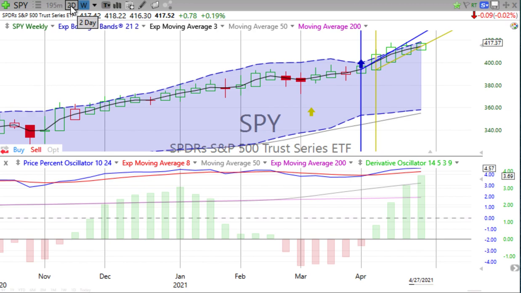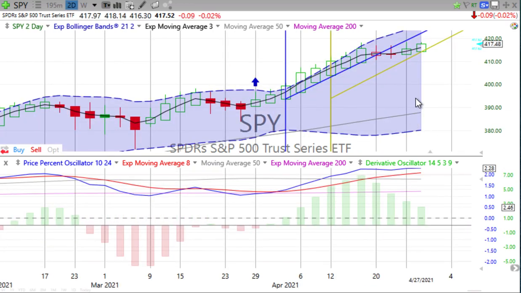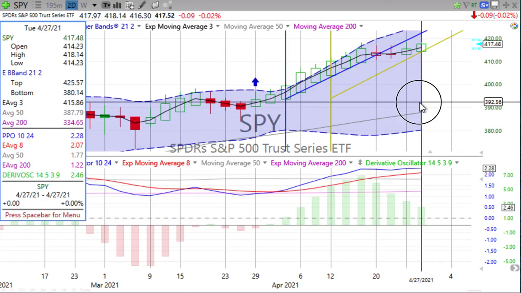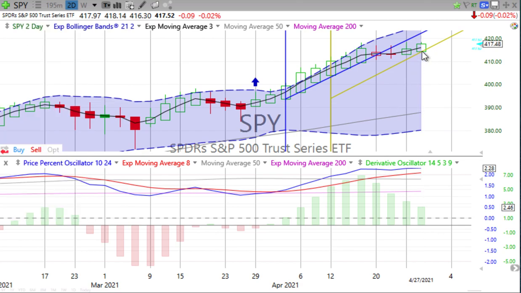That's where we are on the weekly on the S&P. What's up with the 2-day? We look at this latest 2-day candle. Things are moving up as far as the candlestick goes on the 2-day. Now, we broke through a nice 6-period, 12-day trend line that was very helpful.